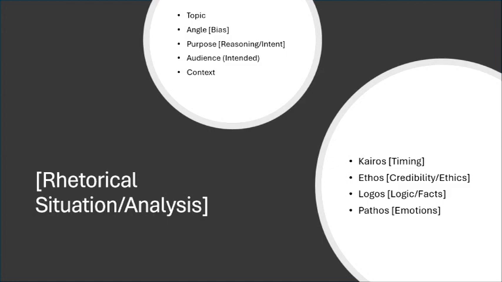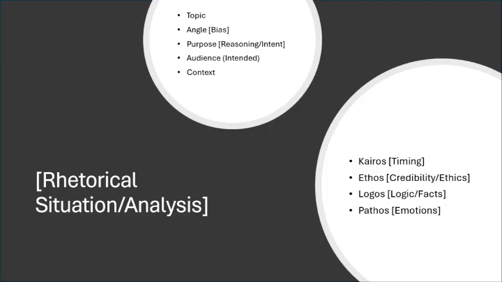Pretty straightforward. So, as a recap, in case you've forgotten or it's been a while, the first topic is the most obvious one. What is the topic of the piece that you are looking at? What is the whole point that they're trying to make? What are the main arguments? That's topic.